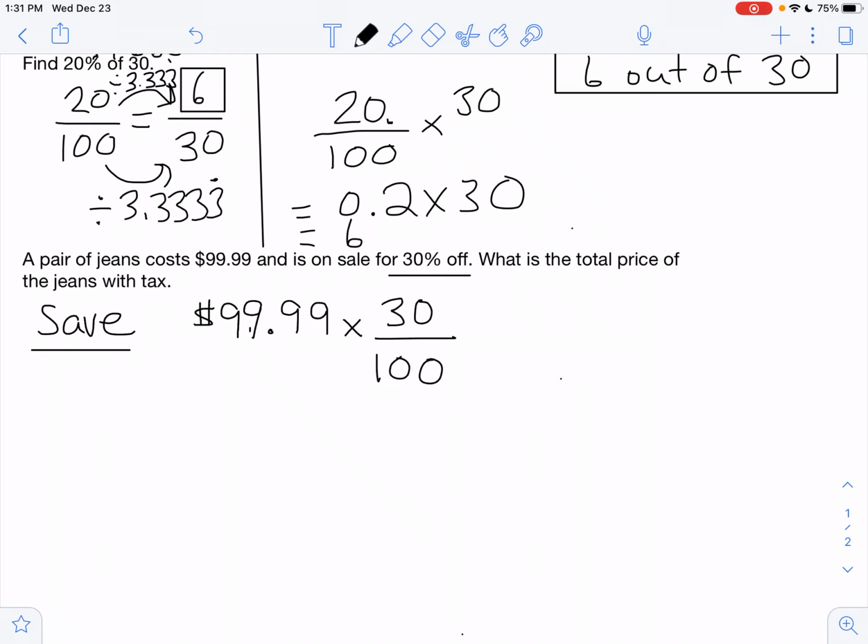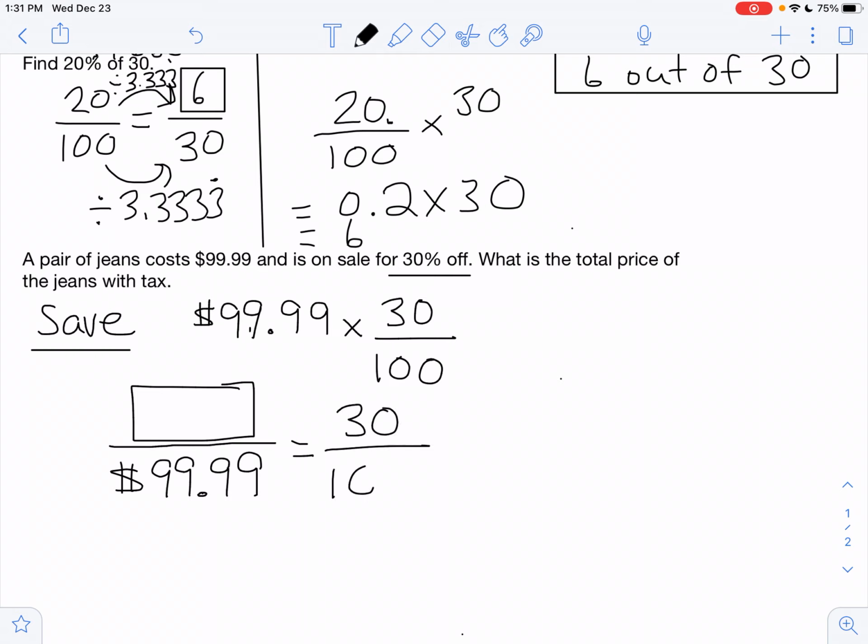That's one method. Or if I wanted, I could write it as something out of $99.99. So this is going to be your savings out of $99.99, has to be equivalent to 30 out of 100. Okay? And you might say that number is going to be really close, and it will be, but we should just still test it out. So this should be probably about 1, so this number also needs to be multiplied by about 1. So it's probably about $30, but let's check it out, okay, with our other method.